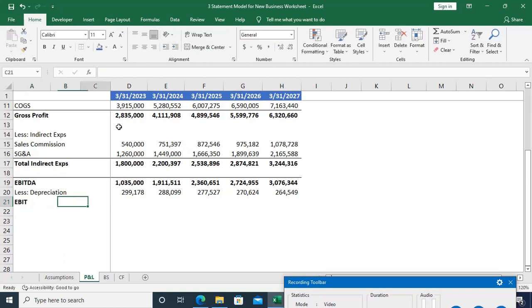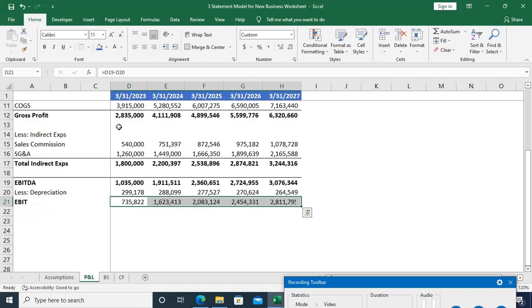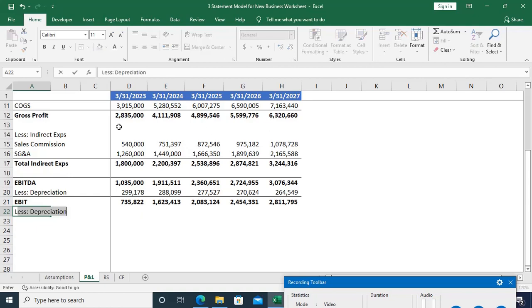EBIT. How to do it? EBITDA minus depreciation, Control R, Alt H B P. You can make it bold by pressing Control B. EBIT part is done. Now what we can link here is less interest.